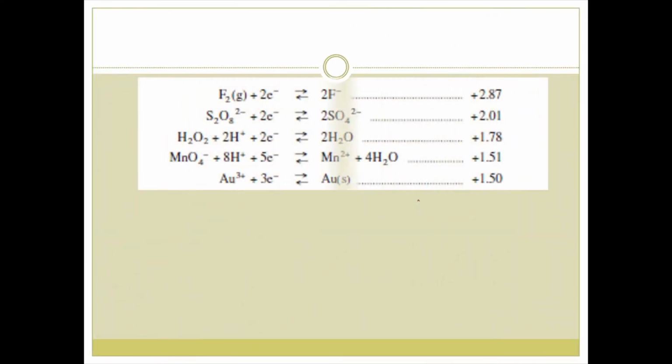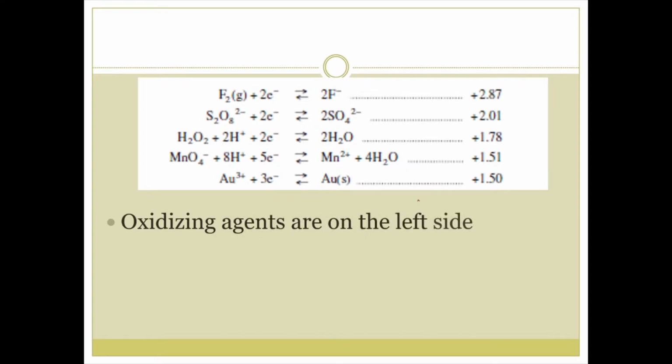Here's the table again. Everything on the left side are oxidizing agents, so that's these substances here. Oxidizing agents are the things getting reduced, because they're the ones gaining the electrons. So F2 would be an oxidizing agent. S2O8 2 minus is an oxidizing agent. H2O2 is an oxidizing agent. MnO4 minus is an oxidizing agent. Gold 3 plus ions are an oxidizing agent.